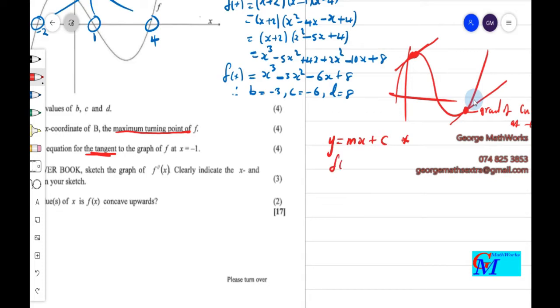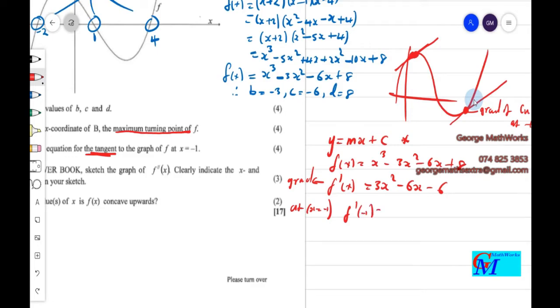Now, if f of x is equal to x cubed minus 3x squared minus 6x plus 8, then the gradient of a curve is given by the first derivative. This is the gradient. Now, if we differentiate, we get 3x squared minus 6x minus 6. So the gradient at x equals -1, this is now the gradient at a point. If you check the notes, we have gradient at a point. You just calculate the gradient and substitute the point.